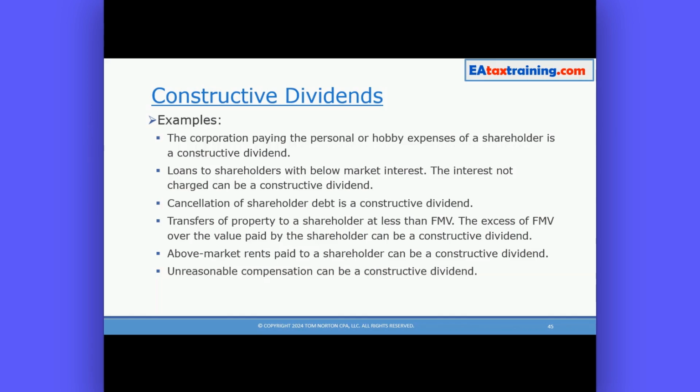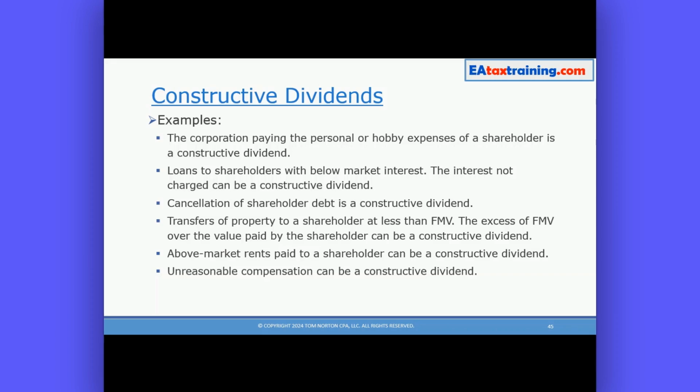So let's say the corporation owns a building that is worth $300,000 and they sell it, quote unquote, to the shareholder for $50,000. Well, the excess, that $250,000, would be a constructive dividend. You've basically just given them $250,000 worth of building for free. That's a dividend.